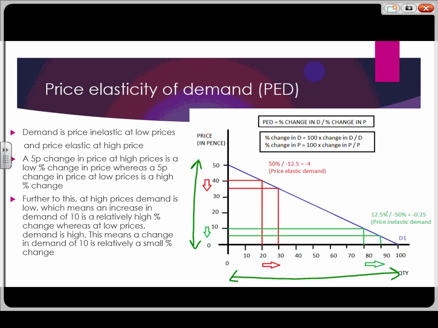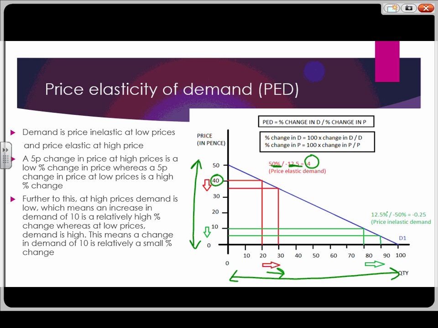When we start at 40p, if we lower the price by 5p, so down to 35p, what that will result in is a 12.5% fall in the price level. Look what happens to the demand. It goes from 20 to 30. It's gone up by 50%. And that leads to a price elastic demand. It's -4. But then contrast that with what happens down at the bottom when the price is low.